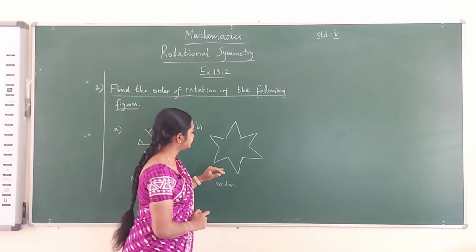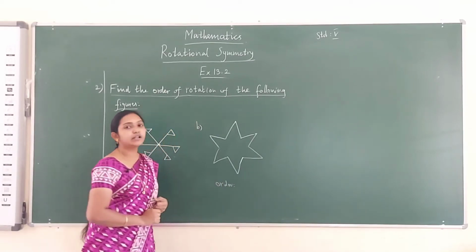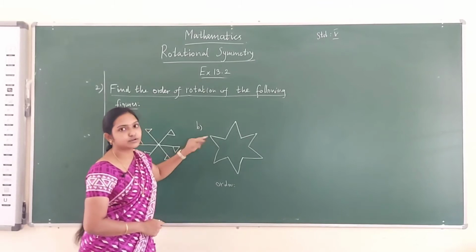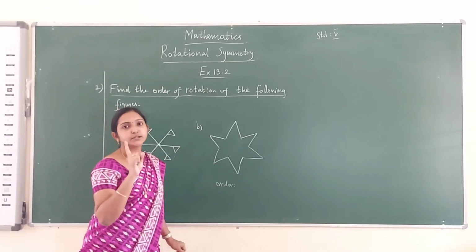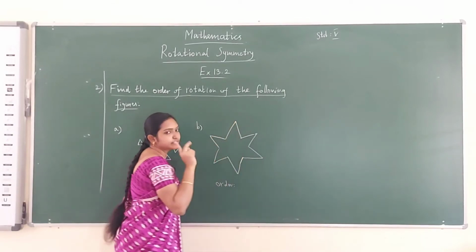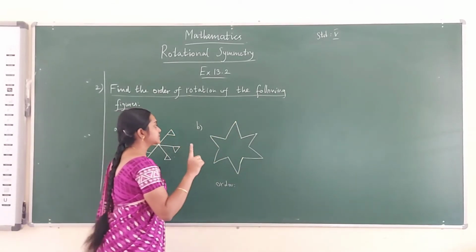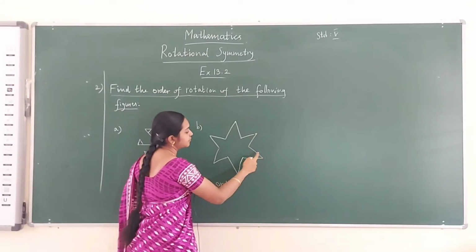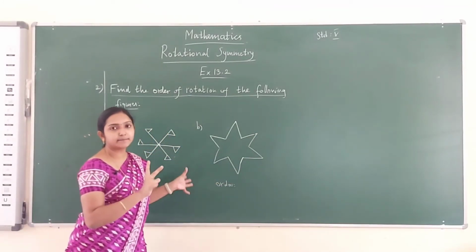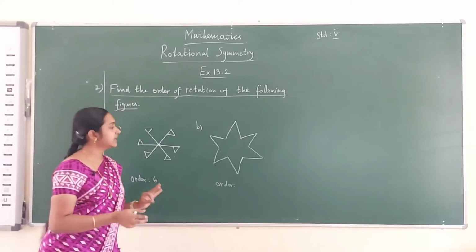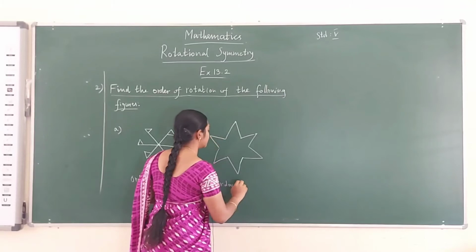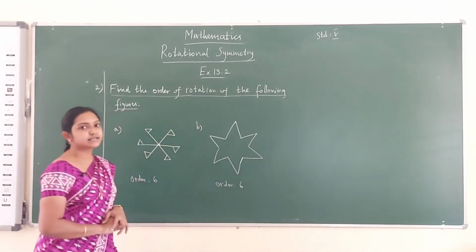Next here, while rotating for the first time, this point will reach here. So one time it will look the same. The second time this will reach here, and for the second time it will look the same. So 3, 4, 5 and 6. When it is rotated completely through 360 degrees, it will look the same 6 times. So here also the order of the image is 6.